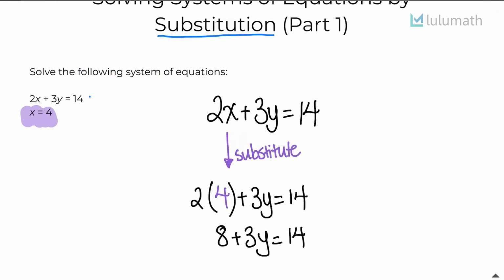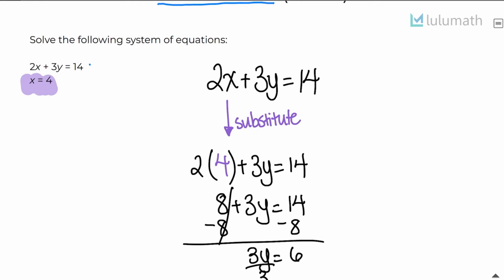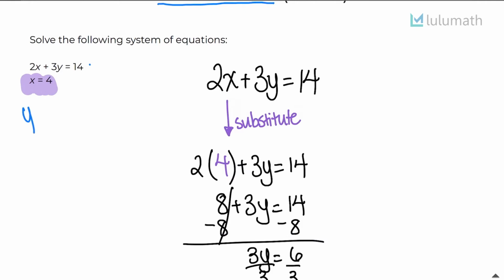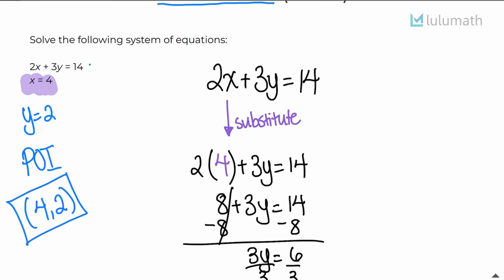Okay, now in order to solve this, I need to subtract the 8 from both sides. So the 8's will cancel each other out right here. So I end up getting 3y equals 14 minus 8 is 6. Then I just have to divide both sides by 3, which means that y is equal to 2. So now we know that since y equals 2 here, and x equals 4, the point of intersection where they will intersect with each other and the point that satisfies both equations is 4, 2, where x is 4 and y is 2.